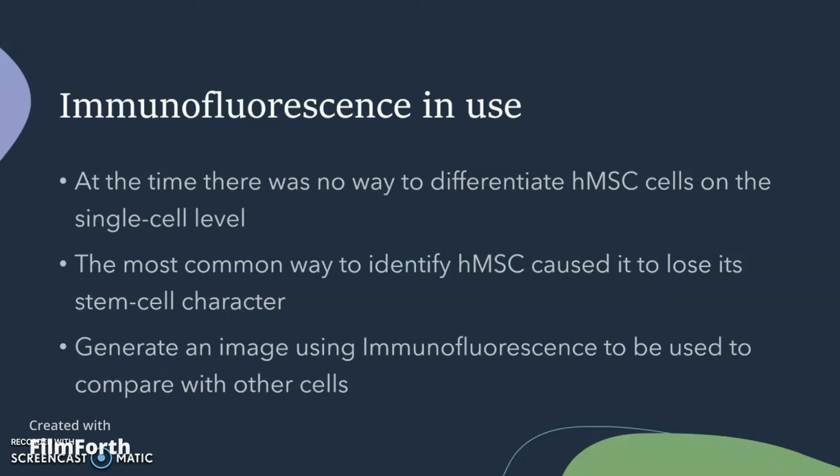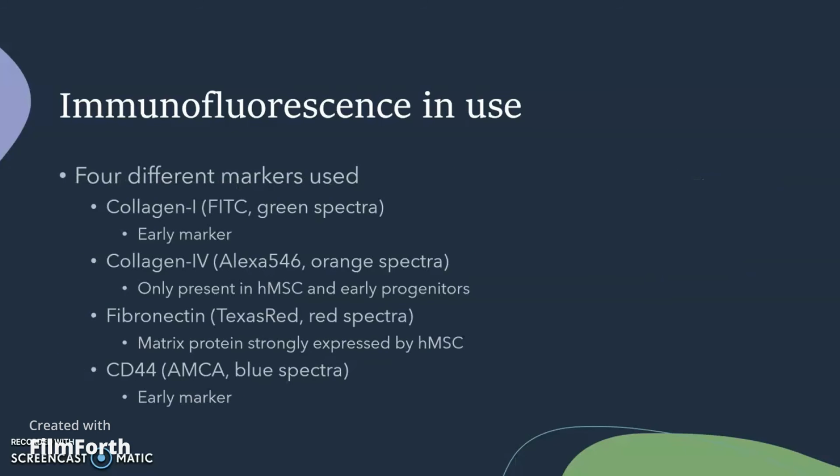And so what they wanted to do was generate an image using immunofluorescence to compare HMSC cells to other cells to be able to differentiate them. And here they used 4 different types of proteins: collagen 1, collagen 4, fibronectin, and CD44. These 4 proteins were all targeted by primary antibodies.